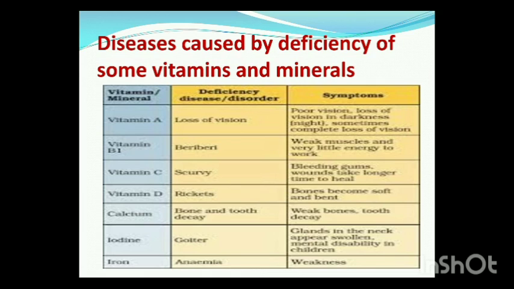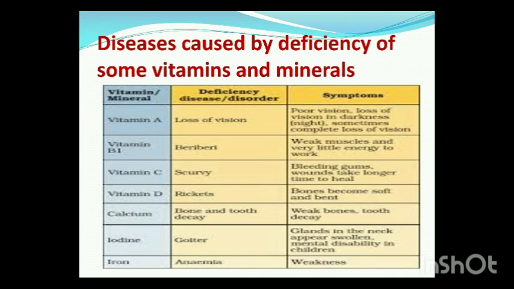Another disease is beriberi. Beriberi is a deficiency disease which is caused due to the deficiency of vitamin B1, and in this disease a person has weak muscles and very little energy to do work. It means he or she always feels giddy and has very lack of energy and not able to do his daily chores easily.